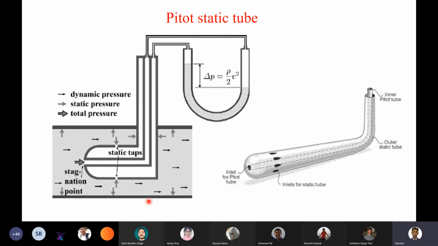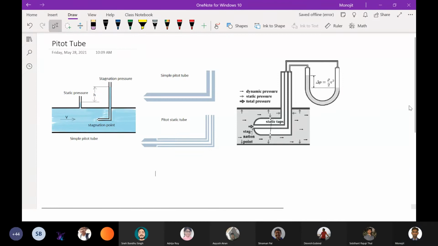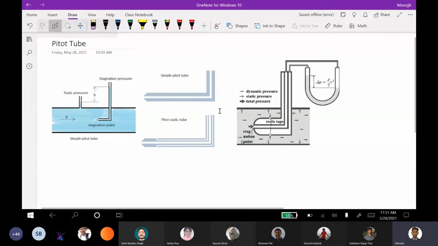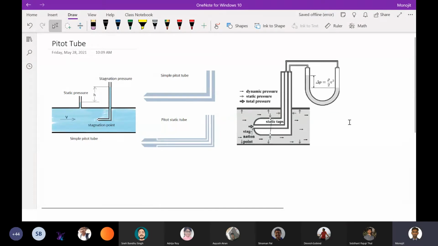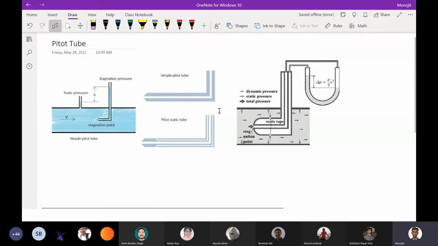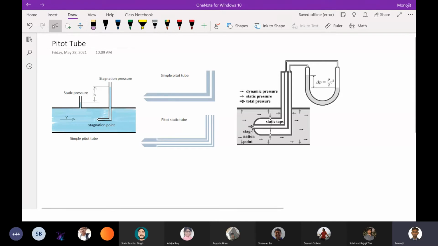So let's move to here. I'll try to find out how we can measure the velocity using this information. So let's try to use Bernoulli's equation, maybe at a point somewhere here.